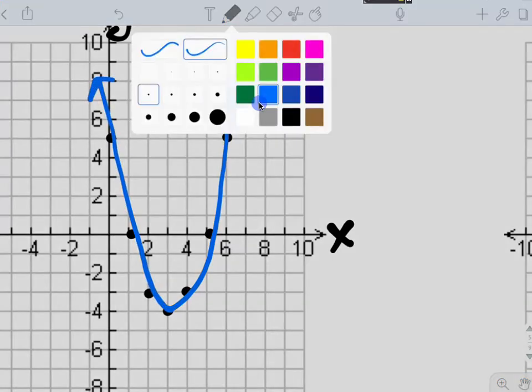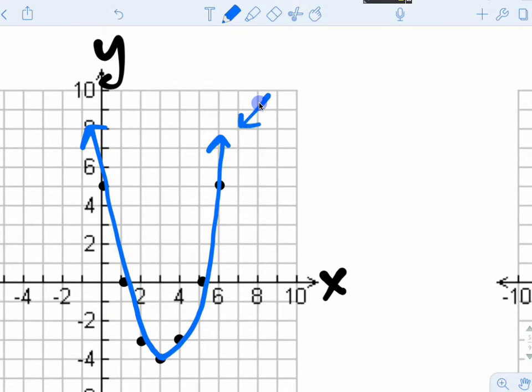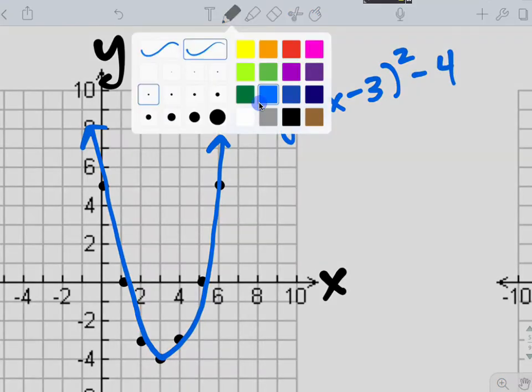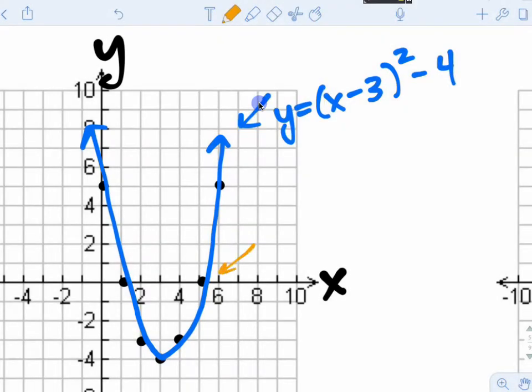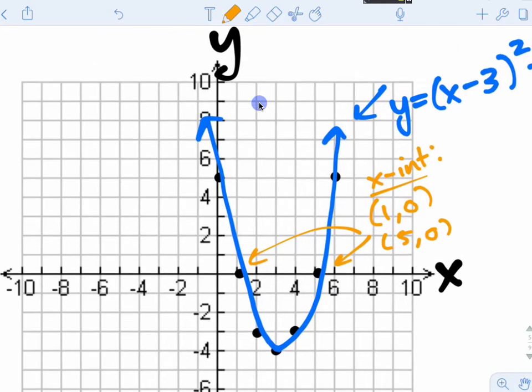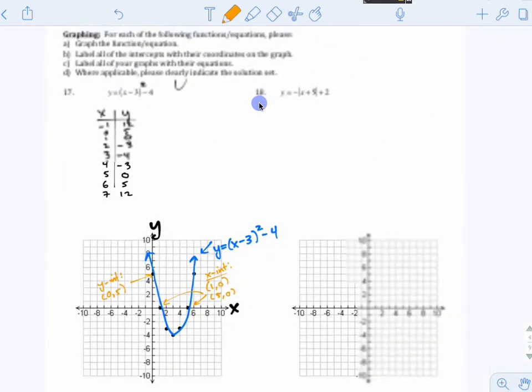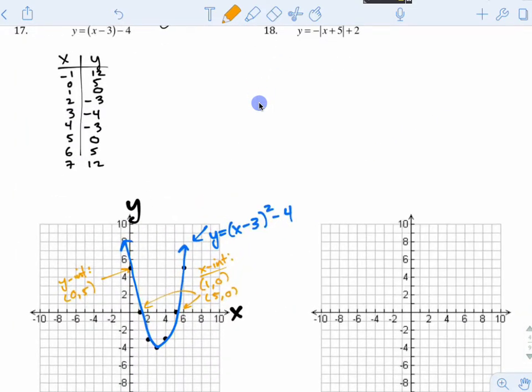Now, always a good idea to label that with its equation. This is the graph of y equals x minus 3 quantity squared minus 4. Our x-intercepts are here and here. We happen to have two of them. Those are the points 1 comma 0 and 5 comma 0. And our y-intercept, we have just one of them, is the pair 0 comma 5. All right. Feeling good. All right, moving on.